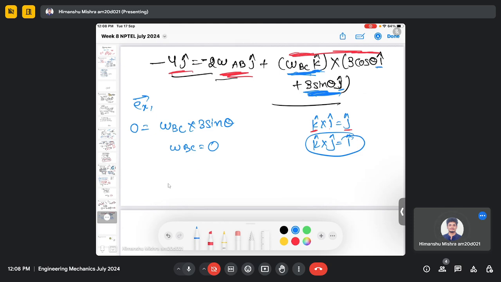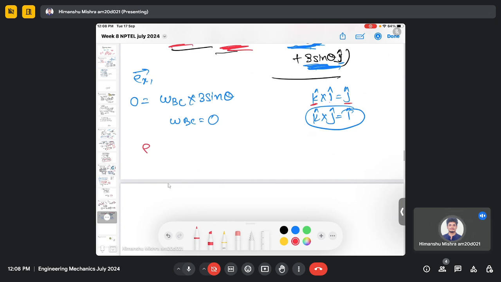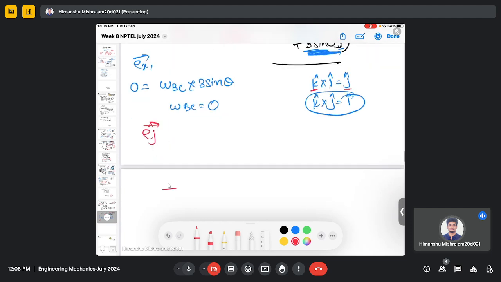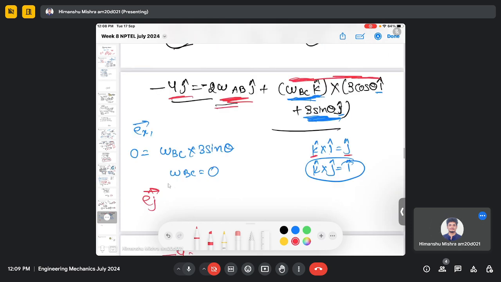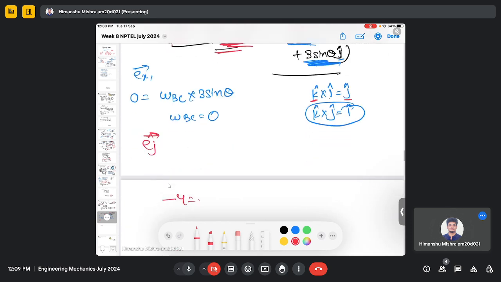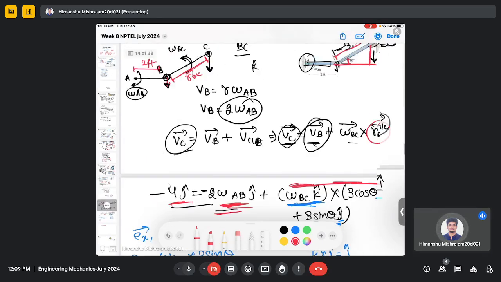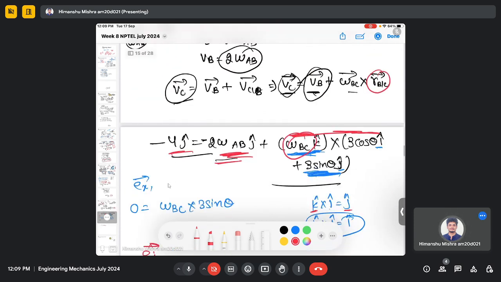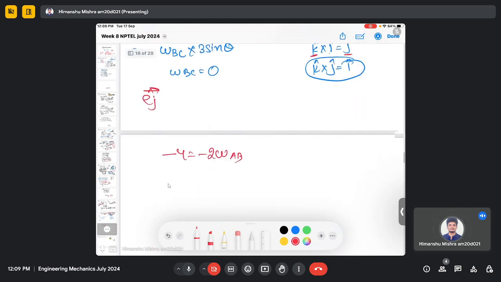So when you write down the j component expression in the y direction, you will have minus 4 equals minus 2 omega. This is omega AB, the angular velocity of rod AB. The angular velocity of rod BC is 0, which means this is 0. So there is no point of writing this part of the expression, because omega BC is 0.